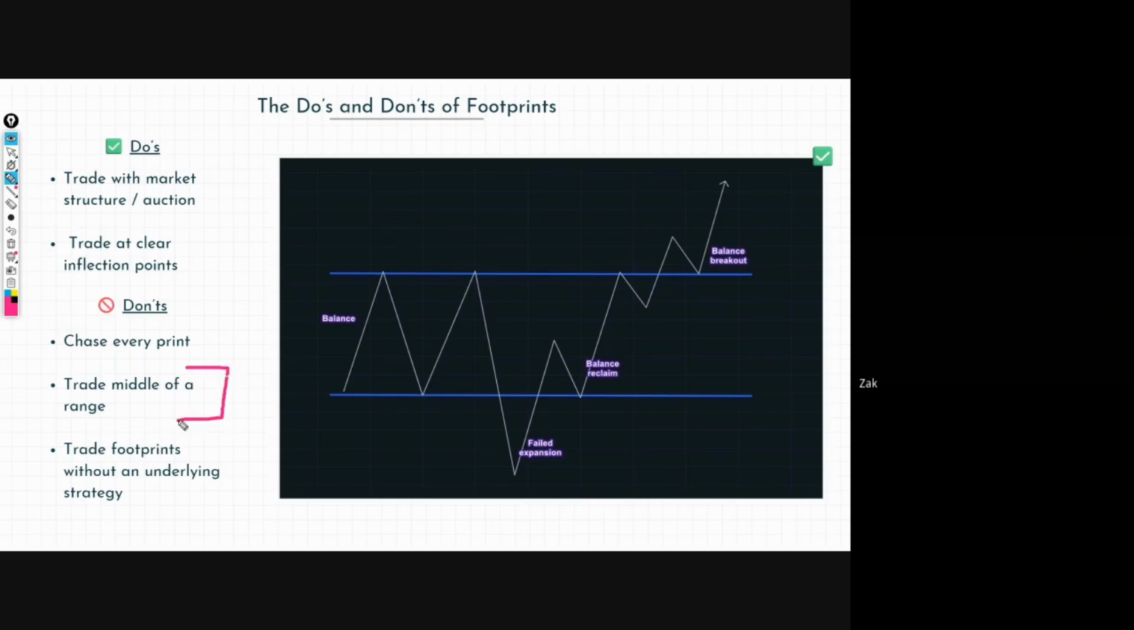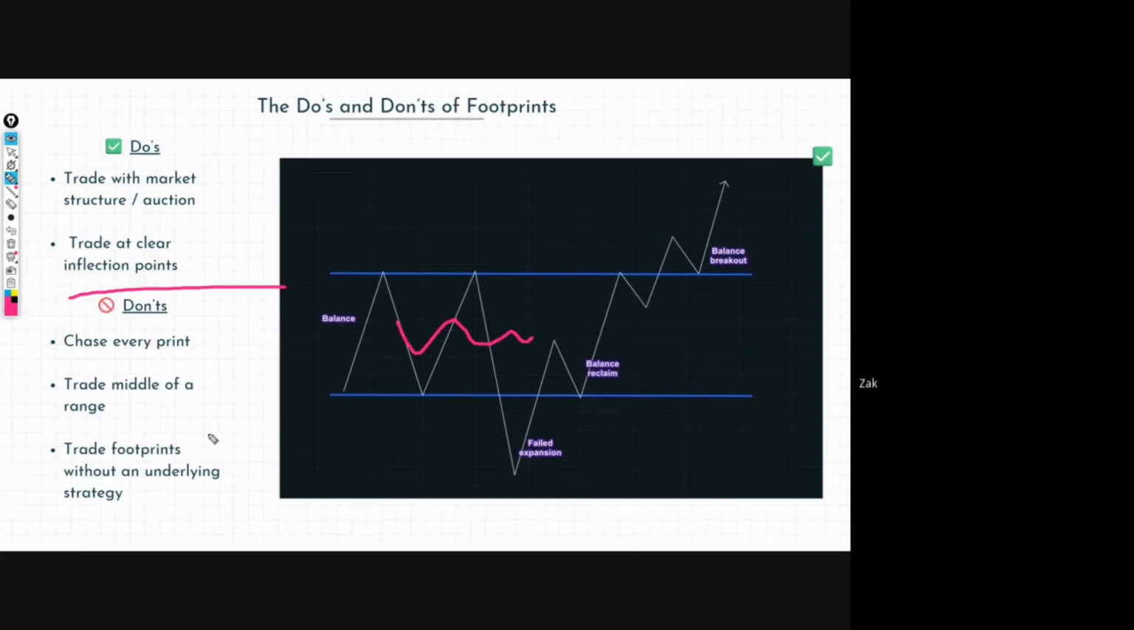Don't trade in the middle of ranges. This is my style, so I'm just commenting on that. I don't like to transact in the middle of zones. I find that with footprints, because it's the middle, there's a lot of false signals, if you want to call it that, that look like good trades, but it's just noise. So you don't want to engage in the middle. You want to, again, engage at clear inflections.